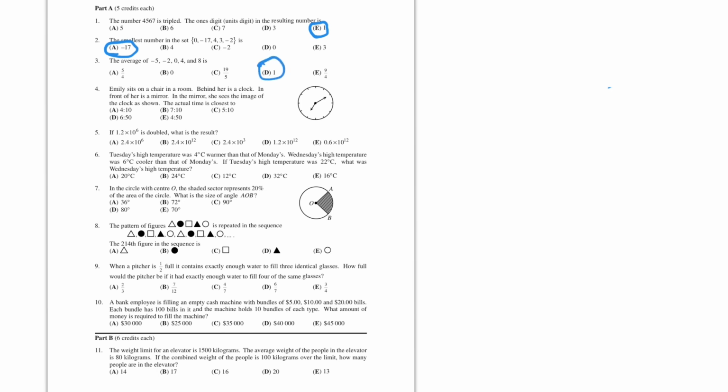Number 4, Emily sits on a chair in the room. Behind her is a clock. In front of her is a mirror. In the mirror, she sees the image of the clock as shown. The actual time is closest to. This is a mirror image.